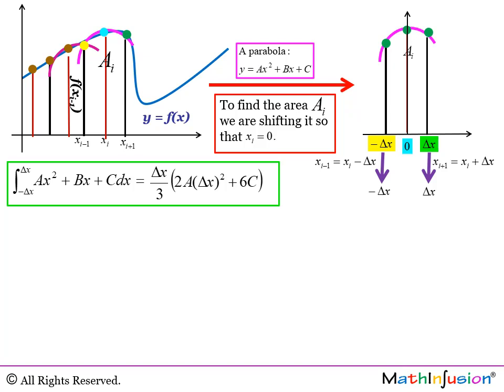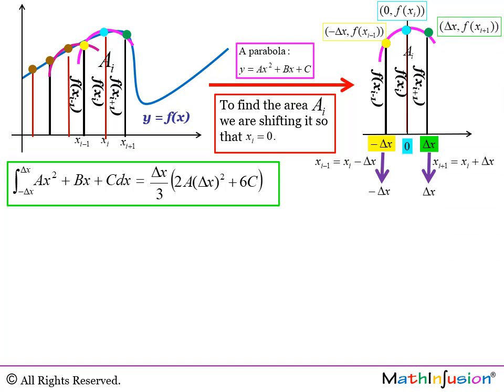Let's see. This is f of xi minus 1. It means that this is f of xi because it's the next one. And then we have f of xi plus 1. What we need is the 3 coordinates. We need this coordinate. This is the coordinate that has x value of negative delta x and y value of f of xi minus 1. Here the x coordinate is 0 and the y coordinate is f of xi. And here the x coordinate is delta x and the y coordinate is f of xi plus 1.